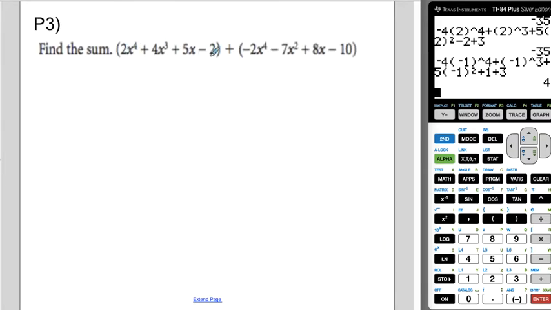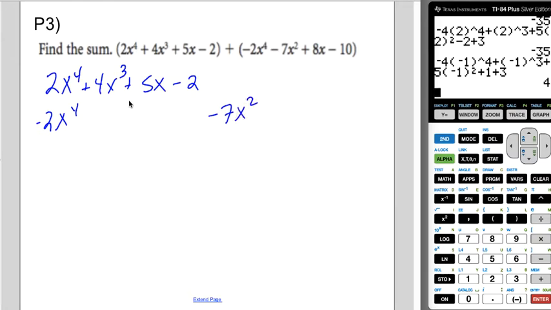Let's try a P3, same idea. Again, this is a plus sign, so there's nothing to distribute. So you're just adding them. So a 2x to the 4th plus a 4x cubed plus a 5x minus a 2, right? So I have a negative 2x to the 4th. I have a minus 7x squared, which doesn't line up with anybody, so I'm just going to put them over there, plus an 8x minus a 10.